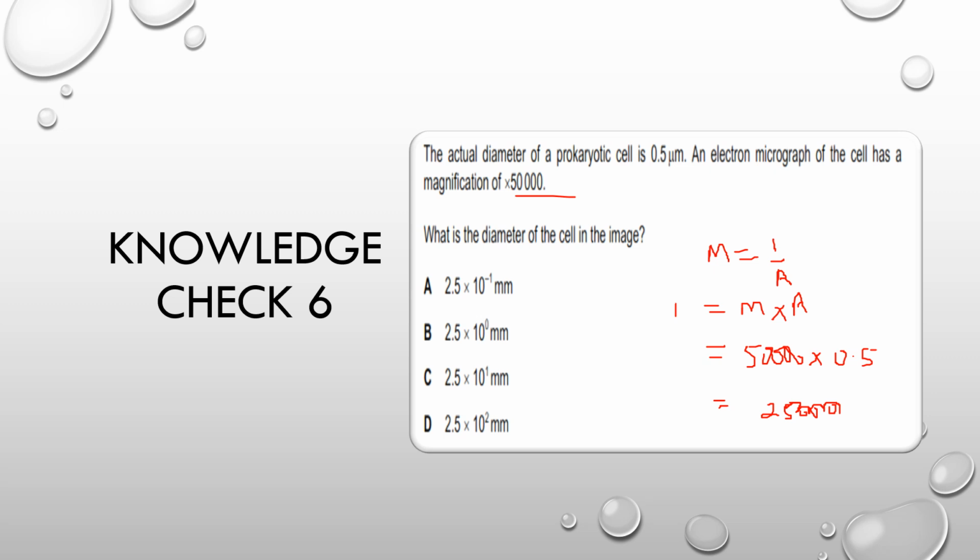So what we have here is 25,000 micrometers. How do you convert micrometers to millimeters? You divide by 1,000. We are moving from micrometers to millimeters, so you divide by 1,000, and that will give you 25 millimeters, right? So 25 millimeters, if you move the point to standard form, it's going to be 2.5 times 10 raised to the power 1, which is C.